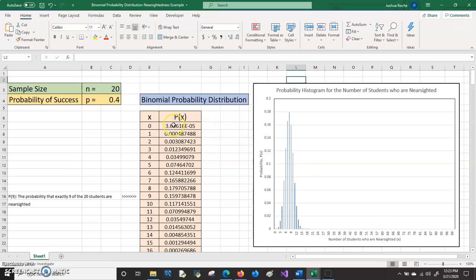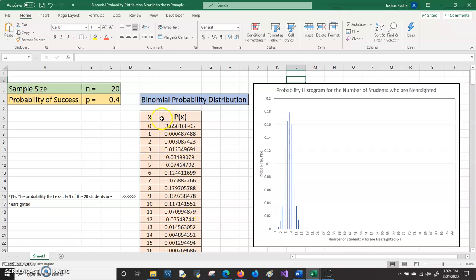Here's a probability distribution for all possible outcomes for the sample of 20 students. The X represents the number of students who are nearsighted, and here are the probabilities. For example, the one that we just did, P of 9, the probability that exactly 9 of 20 students are nearsighted, would be right here on that distribution table, 0.1597. And we could do that same process to get all these other ones for when X is 0 or 1 or 2. That would give us all of these other probabilities.